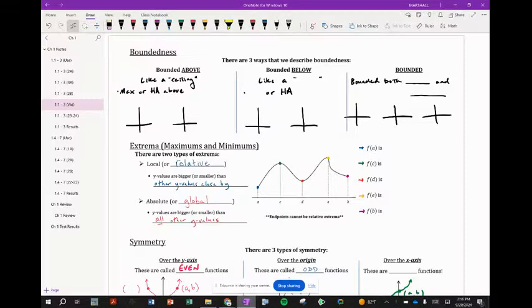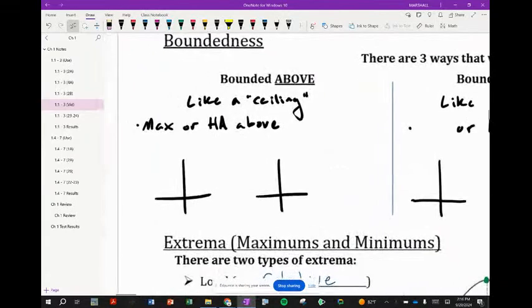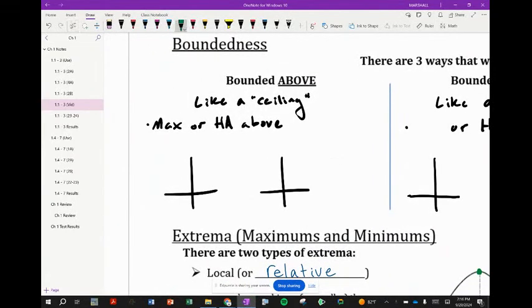All right, in our second video for 1.2, we're going to talk about a few more characteristics, starting with boundedness. A function that is bounded above means that the function has either a maximum or a horizontal asymptote above it, and it has like a ceiling then. So you could have something like an upside down parabola because that has a maximum, or maybe I'll put one here with a horizontal asymptote where the function is below it. Those would be bounded above.